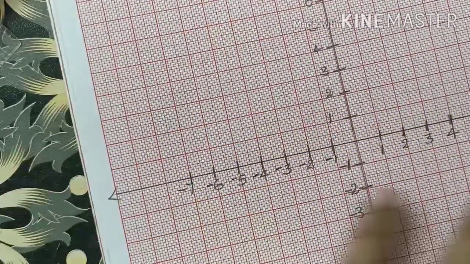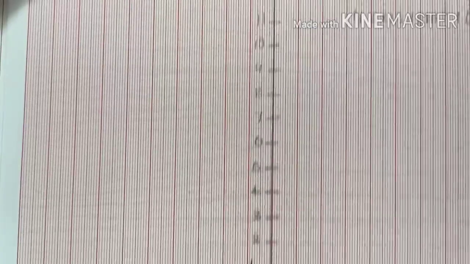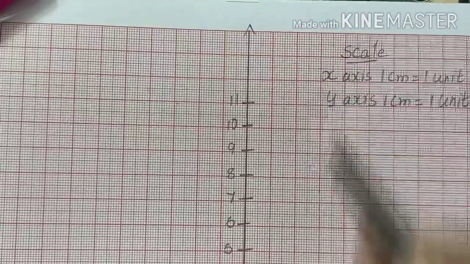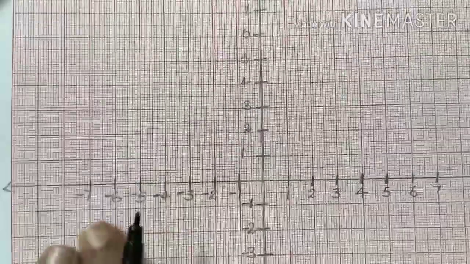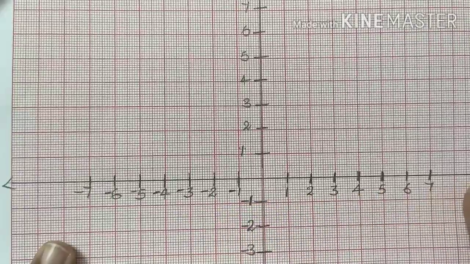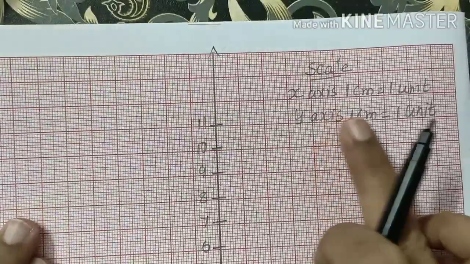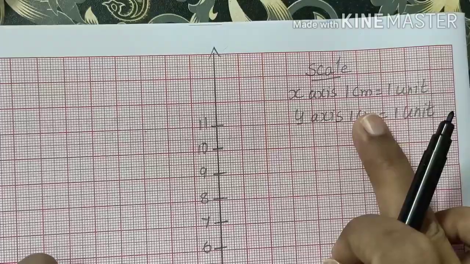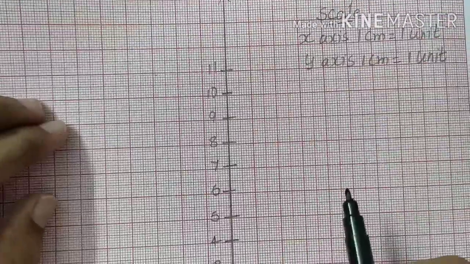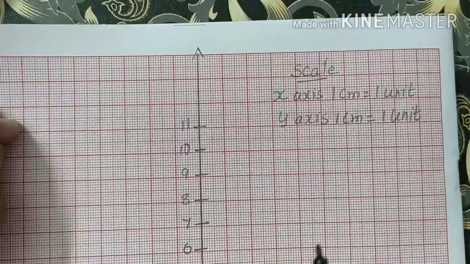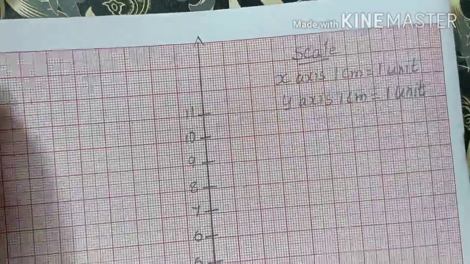In the graph I have taken the scale on the x-axis. The horizontal axis is known as the x-axis, right? The perpendicular axis is known as the y-axis. On the x-axis, I have taken 1 centimeter, each box, as 1 unit. 1, 2, 3, 4, 5, 6, I have written like that.